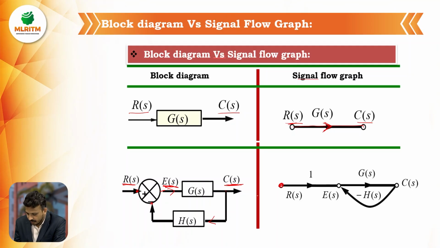Okay, so this feedback path can be represented in a signal flow graph. This is the input node and this is the output node, and this is a summing point. This is a forward path gain, another forward path gain. So this G of S is represented here, and this is a forward path gain. And this is a feedback network H of S. So a block diagram can be represented in a signal flow graph easily.